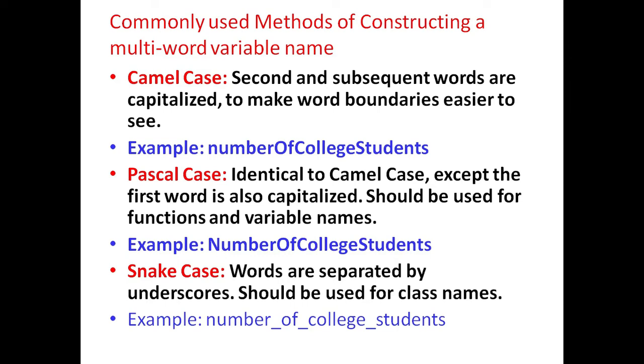And next is snake case. Here words are separated by underscores. Should be used for class names. For example, number_of_college_students. Here number and of are separated by an underscore. Of and college are separated by an underscore. And college and student are also separated by an underscore.